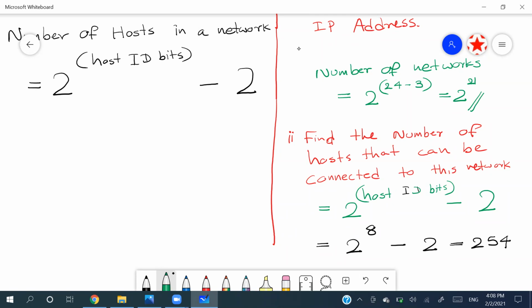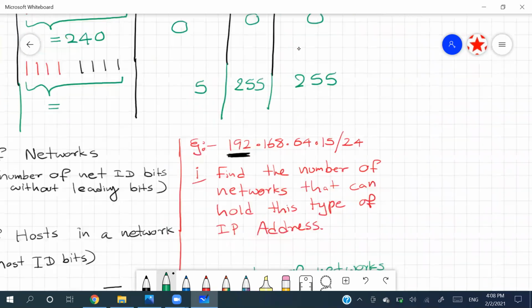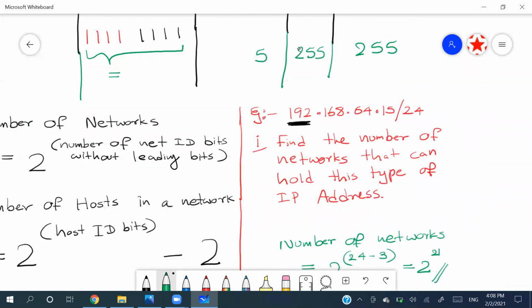So 32 minus 24 gives us 8. So the answer for this particular second question is going to be 2 to the power 8 minus 2. So 2 to the power 8 means 256 minus 2, 254.